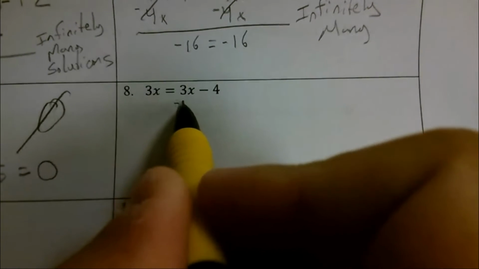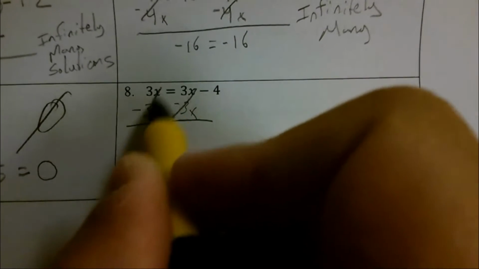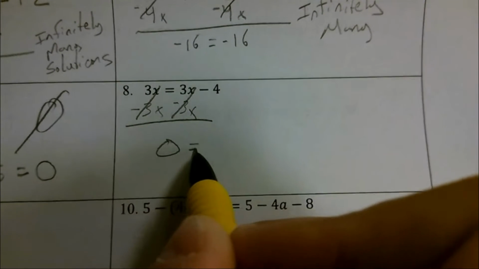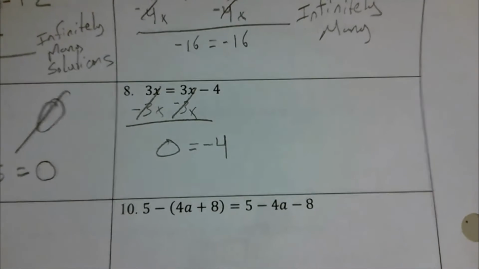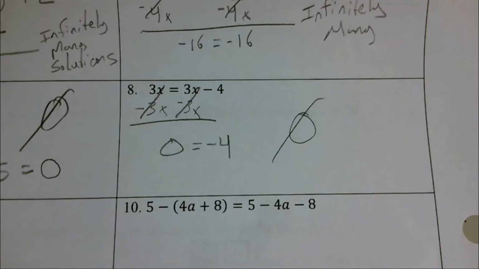So I'm going to move all my x's to the left side. So I'm going to subtract 3x from both sides. These cancel and these cancel. I'm left with 0 equals -4, which makes no sense. It's a false statement, so that's a no solution as well.